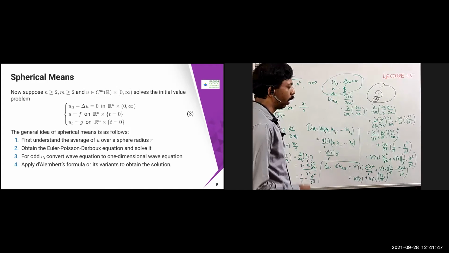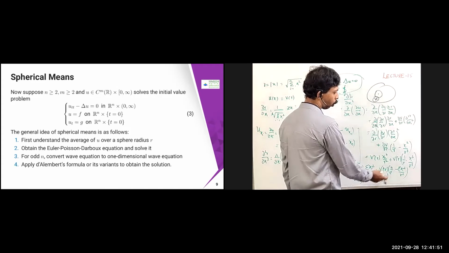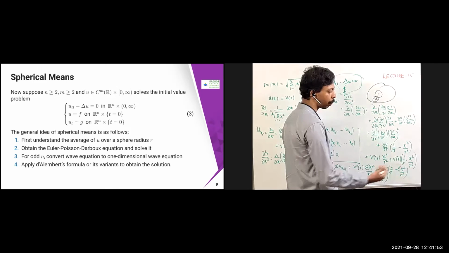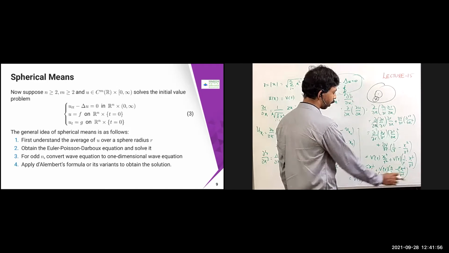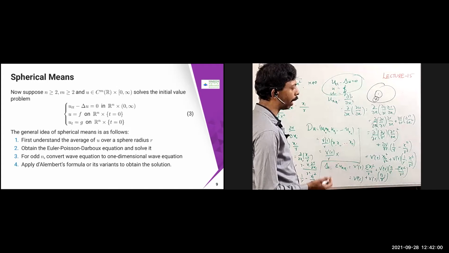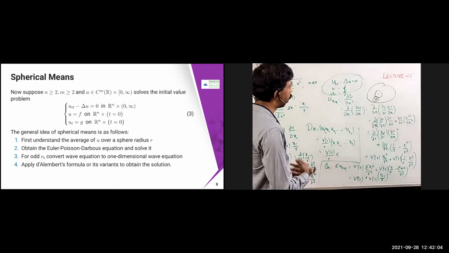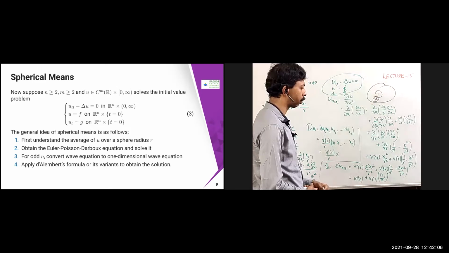Then this is going to become a one-dimensional equation. It will convert into a one-dimensional wave equation in r. Then you can use D'Alembert's formula, whatever we applied in the last classes. That is going to be solved, and then automatically this problem is going to be solved. Okay, that is the idea.